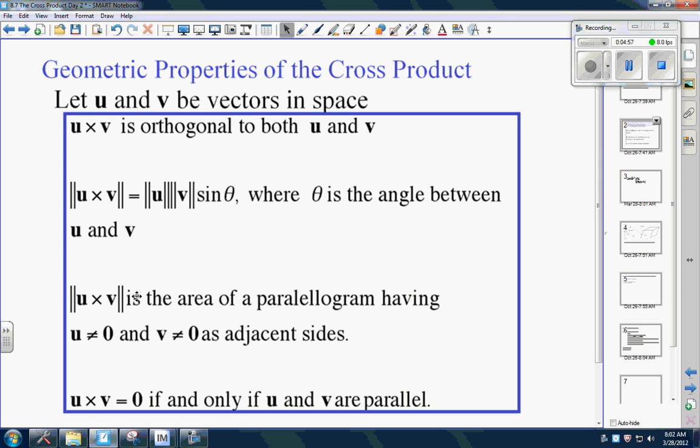And lastly, u cross v equals 0 if and only if u and v are parallel. That kind of makes sense. By definition, a cross product is something perpendicular. So if you got two vectors that are parallel here, it's pretty tough to make something perpendicular to it because really you only have 2 dimensions now. Whereas if I had two vectors like this, I can do something perpendicular coming out right at us. But if they're parallel, it's tough to make something perpendicular to it in space.